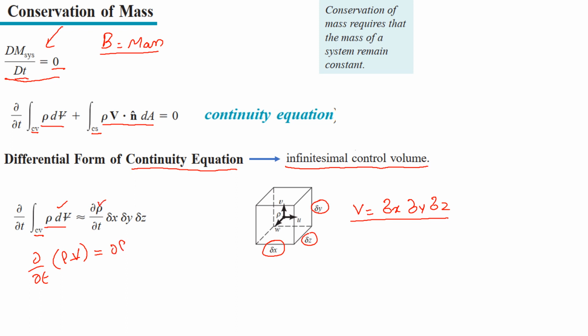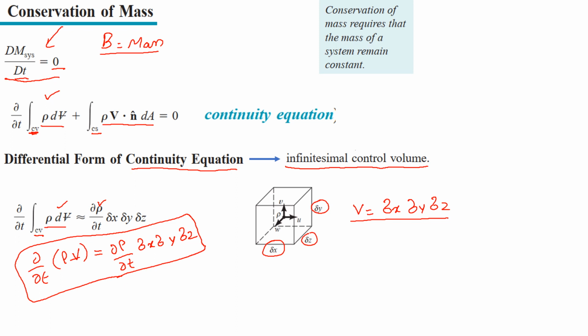So partial change of this density with respect to time, and we will get our volume. So this is the differential form of the change of mass inside the control volume. This is the first term of our Reynolds transport theorem that was related to the control volume, and we use that to derive a differential term for the change of the mass inside the control volume, and this is the differential change of mass with respect to time inside the control volume.